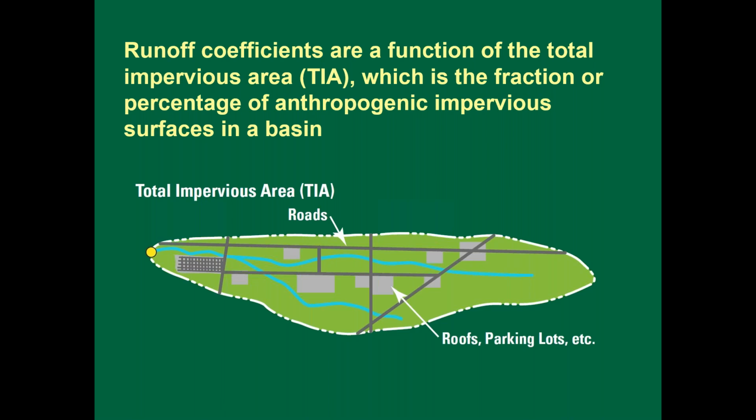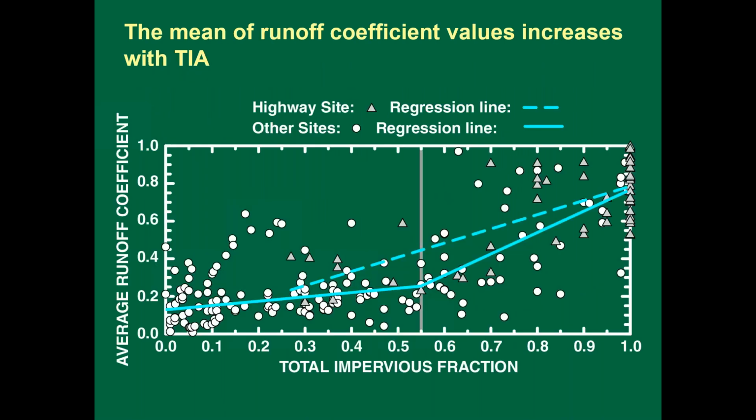So this is that schematic diagram of the basin in map view, showing our selected components of the total impervious area. The total impervious area is used to define those runoff coefficients. This is just our basin in map view, and we can see we have our roads, roofs, parking lots, etc. So the total impervious area estimate is used in SELDM to calculate runoff coefficient statistics.